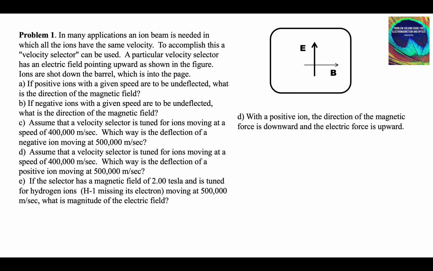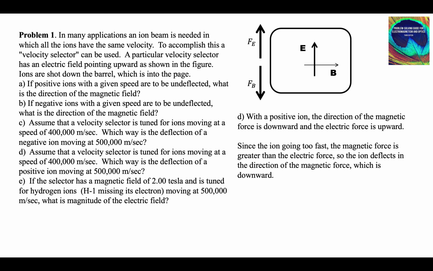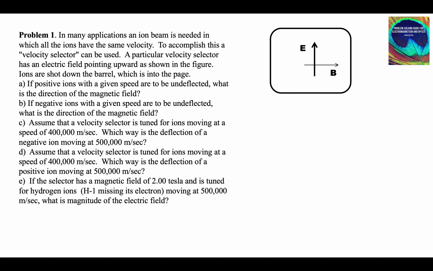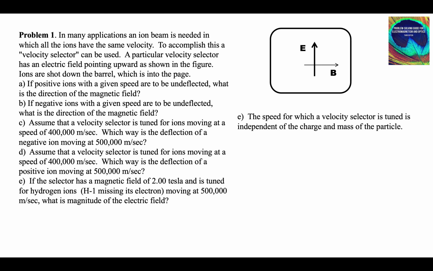Again, we look at the forces. The electric force is upward for a positive ion, and the magnetic force is downward for a positive ion. It's going too fast. The magnetic force is going to win, and the magnetic force is downward, so a positive ion gets deflected downward. Part E, the selector has a magnetic field of 2 Tesla to the right, and is tuned for hydrogen ions moving at 500,000 meters per second. What is the magnitude of the electric field?